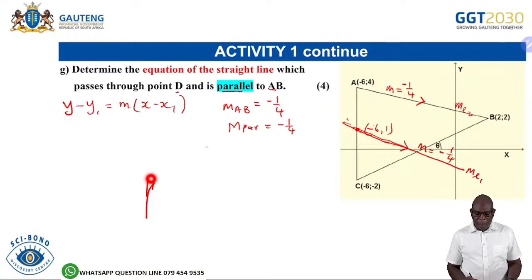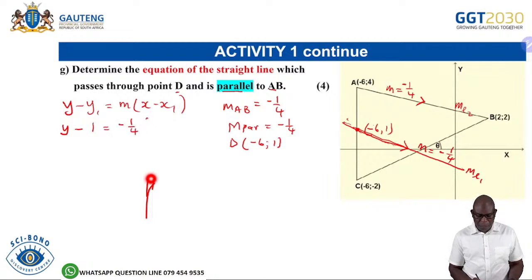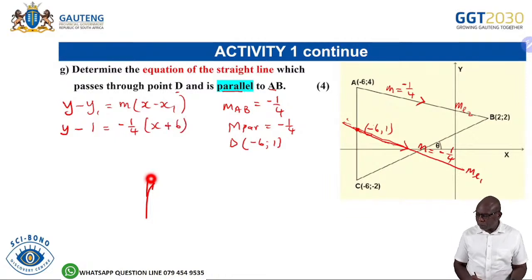Now, I'm also going to use the point D, which is (-6, 1). So I'm going to substitute now. y minus the y-point, which is 1, equals the gradient, negative 1 over 4, times x minus x1, that will be plus 6. So it's y minus 1, and x plus 6, because it's the negative of the negative 6.